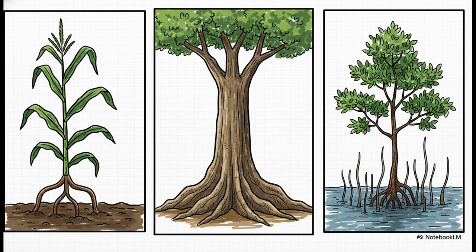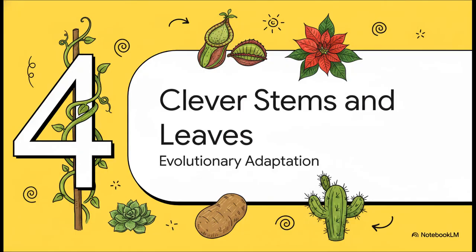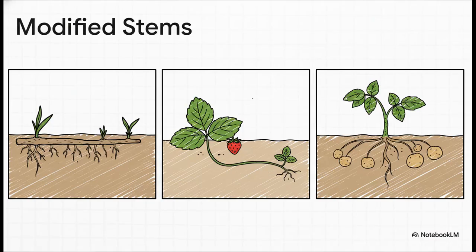And maybe the weirdest of all are the pneumatophores, or air roots, you see on mangrove trees. These roots actually grow upwards out of the swampy water for one simple reason: to get oxygen. But hey, roots aren't the only ones with these cool tricks. Up in the shoot system, stems and leaves have their own set of amazing modifications that let them conquer different environments. So let's look at a few modified stems.